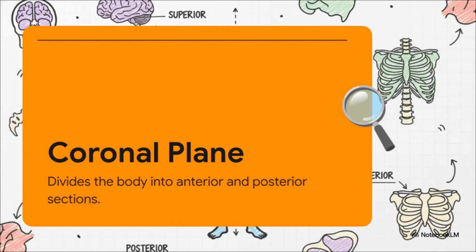Next up, we've got the coronal plane. This line divides the body into anterior and posterior sections. Now, as first-year med students, you're learning a whole new language, and anterior and posterior are really just fancy clinical words for the front and the back. So the coronal plane separates your front half from your back half.